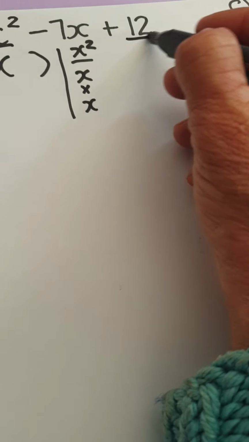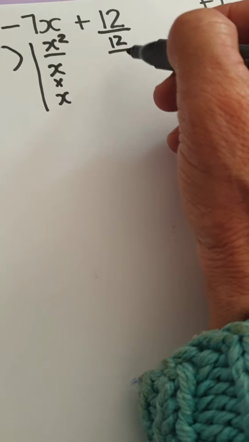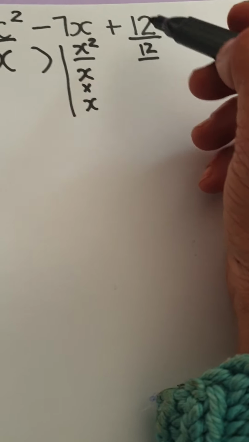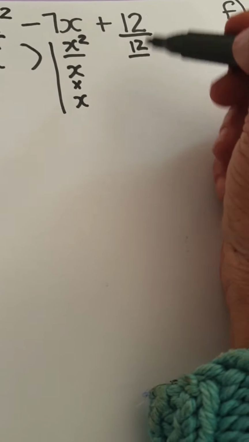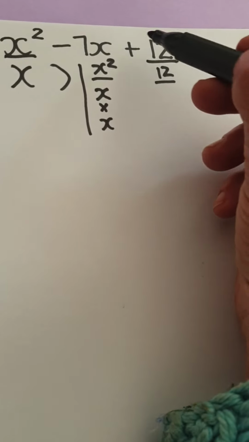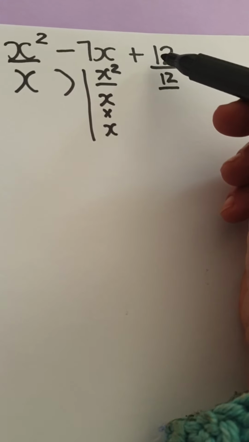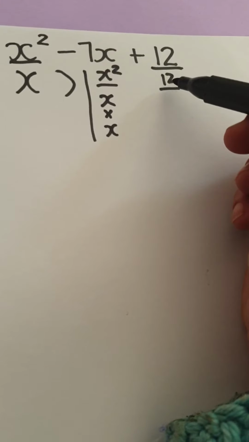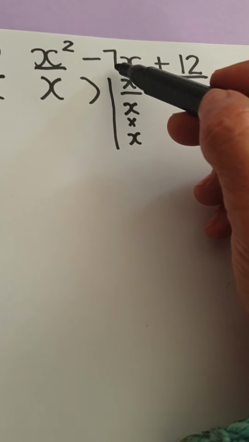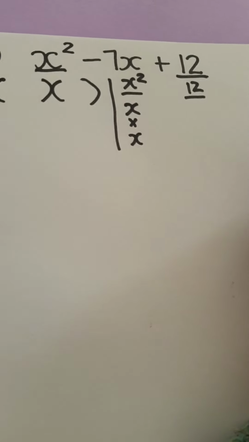Then I go to the last term, which is 12. So it's factors of 12. When I multiply, I must get a positive, but when I add, I must get a negative. Always when it's like that, the only way you can get a positive is a plus times a plus or a minus times a minus. A plus times a plus will never give you a negative 7 when you add. So you must know that you must use negative factors.